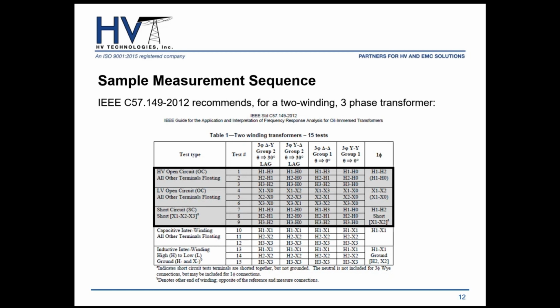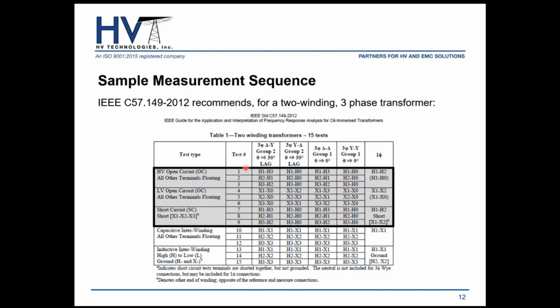And then we'll have a short circuit test where you'll short circuit the secondary bushings and then run your test according to the sequence. IEEE has, for example, 9 steps in this sequence where you'll test different configurations, H1 to H3 and so forth, depending on your winding configuration, or if it's a single phase transformer.